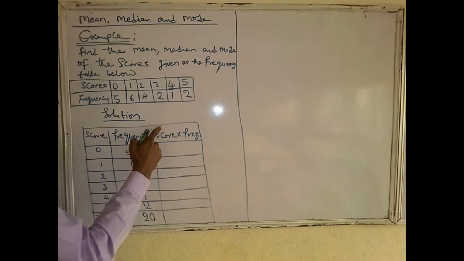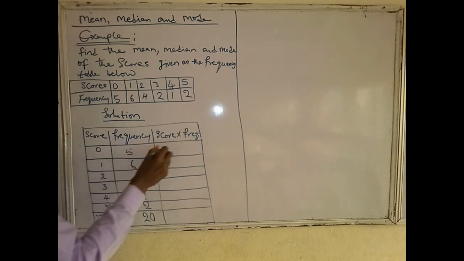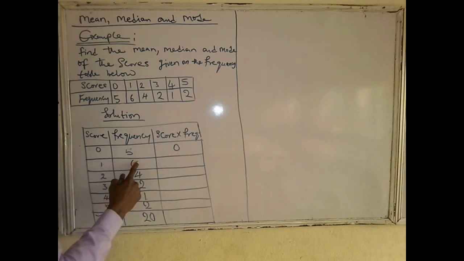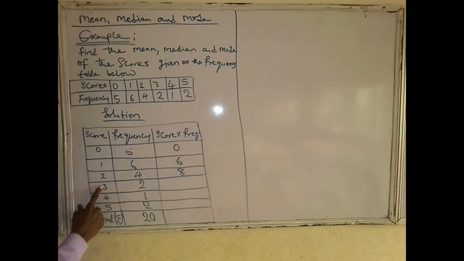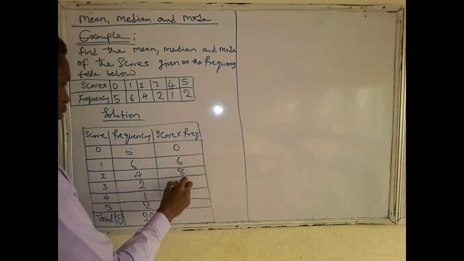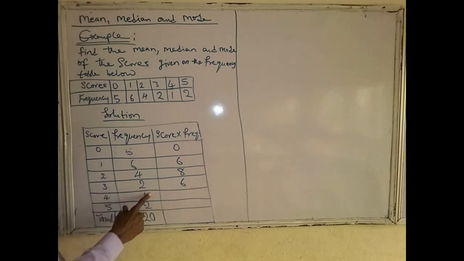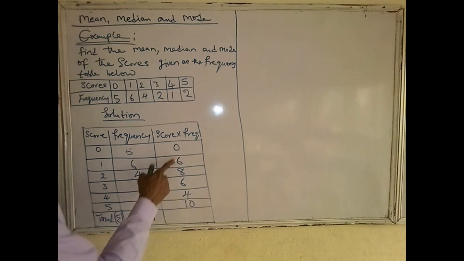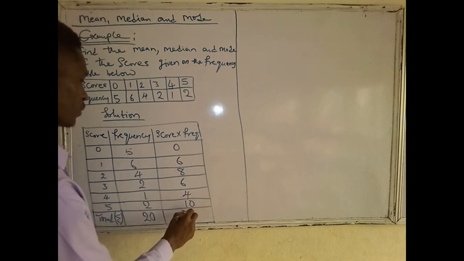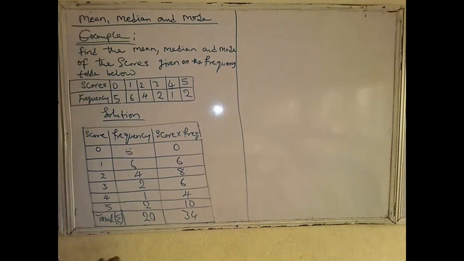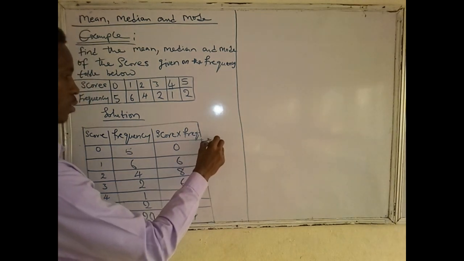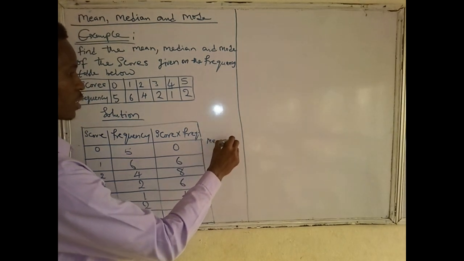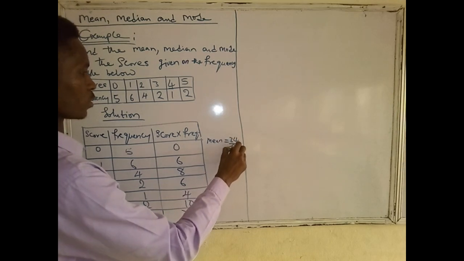Now we do this, score times frequency. So 0 times 5 is 0, 1 times 6 is 6, 2 times 4 is 8, 3 times 2 is 6, 4 times 1 is 4, 5 times 2 is 10. If we take the sum of this, we'll be having 34. So we simply say mean equals 34 over 20.